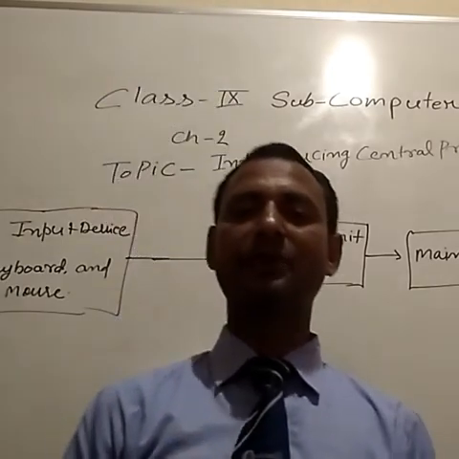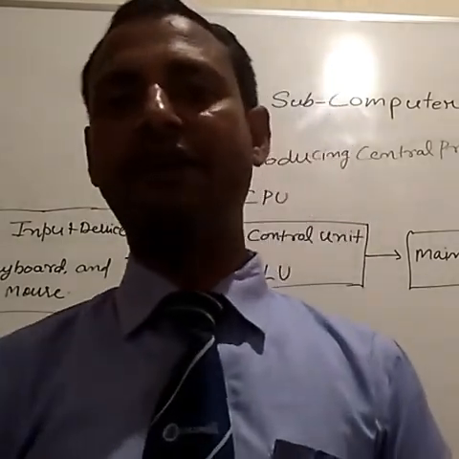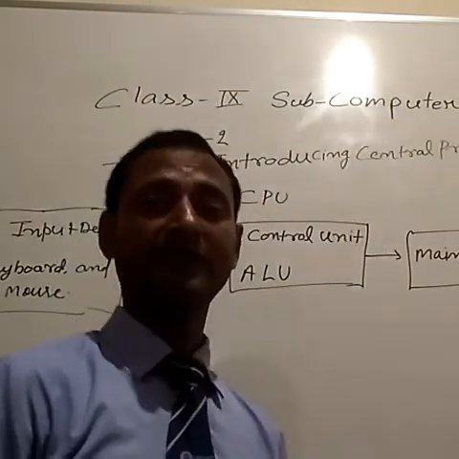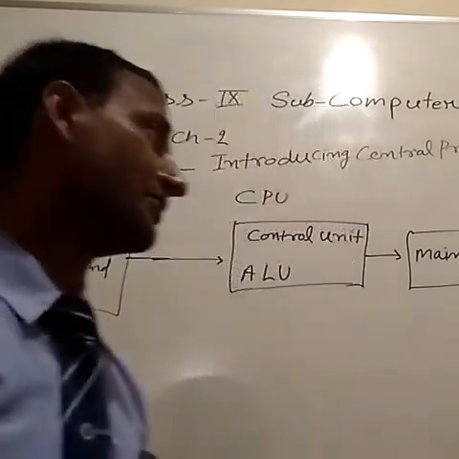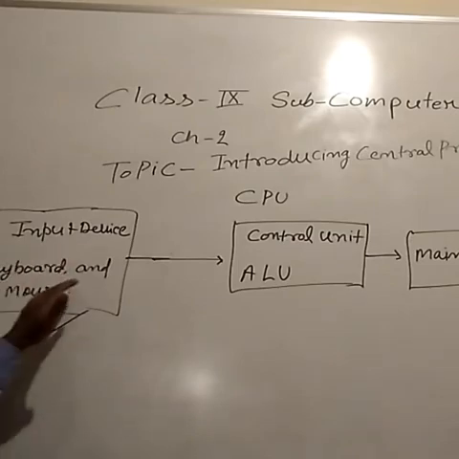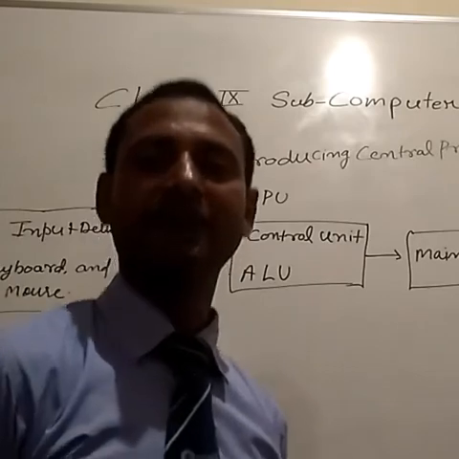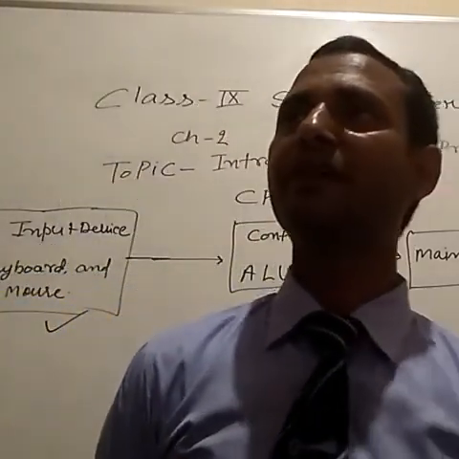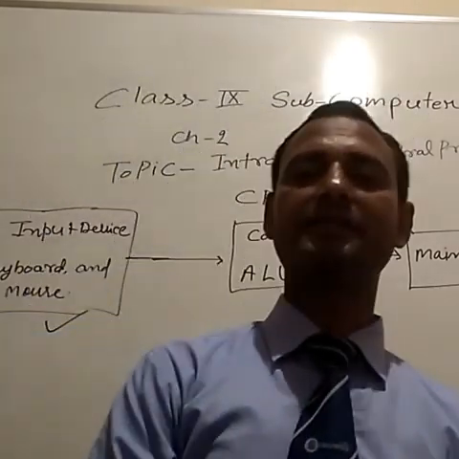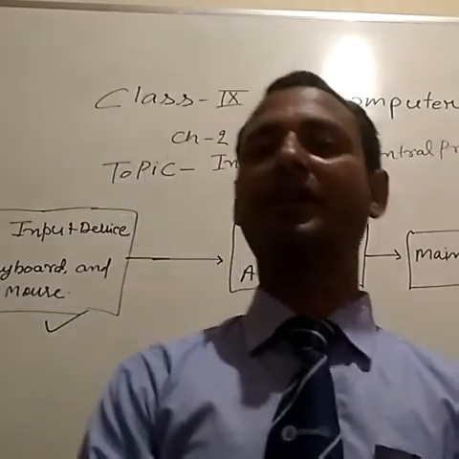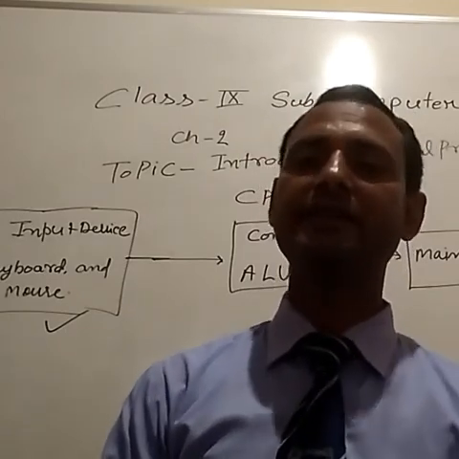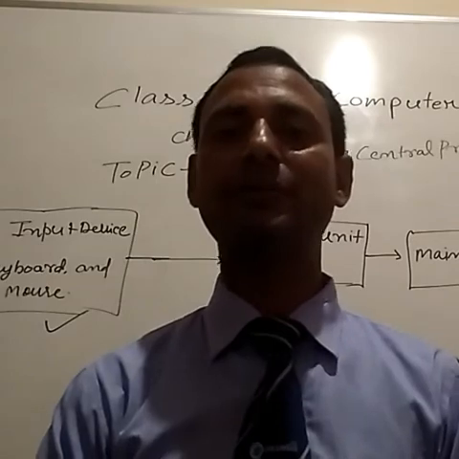We are discussing some processing devices, input devices, and output devices used by the computer. Whenever we give input, we use input devices like the keyboard and mouse. Many other devices are also input devices, but the two main input devices, keyboard and mouse, are used to give instructions to the computer.